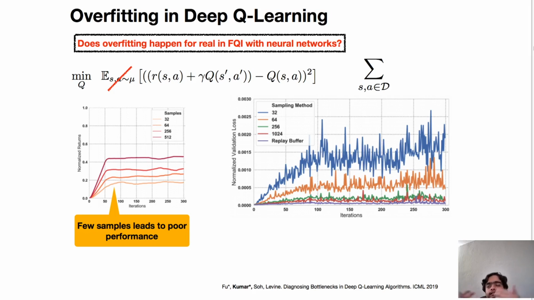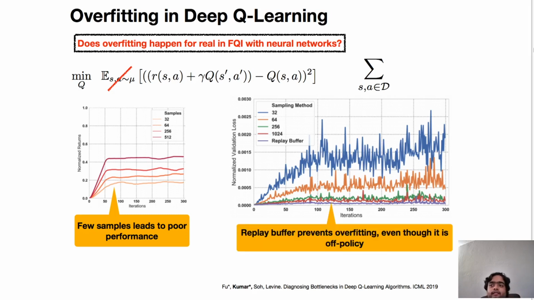And it's very intuitive, from the first plot, that if you're overfitting, your validation error should be larger, and you see that actually. So with 32 samples, when you're likely to overfit more, your validation error is larger than, let's say, 64 samples or 256 samples or 1024 samples. But the most interesting bit here, perhaps, is that when you employ a replay buffer that's storing all your past off-policy samples, it actually prevents overfitting. It gives you a lower validation loss, even though the data was off-policy data.